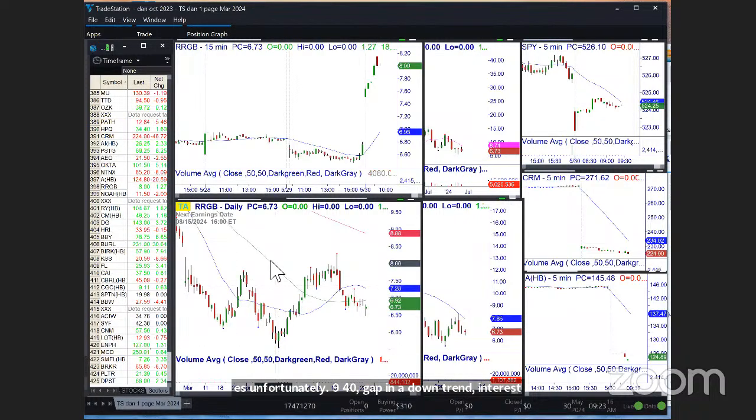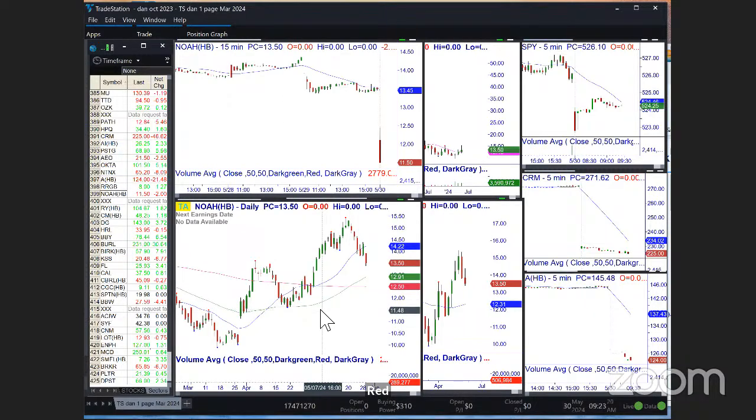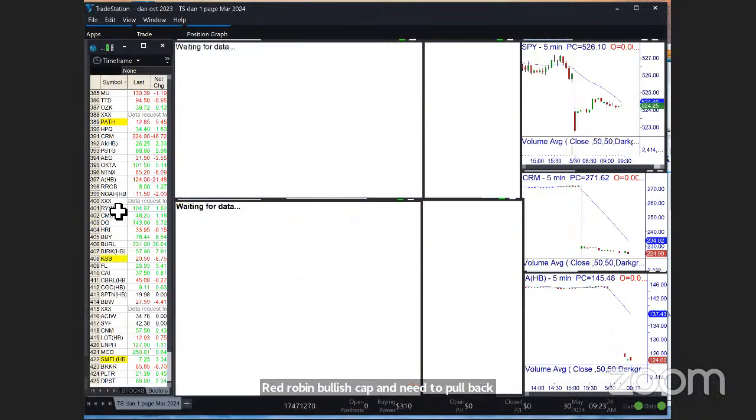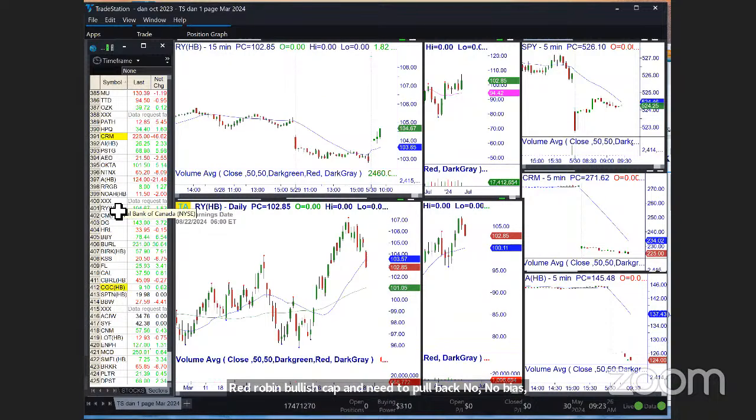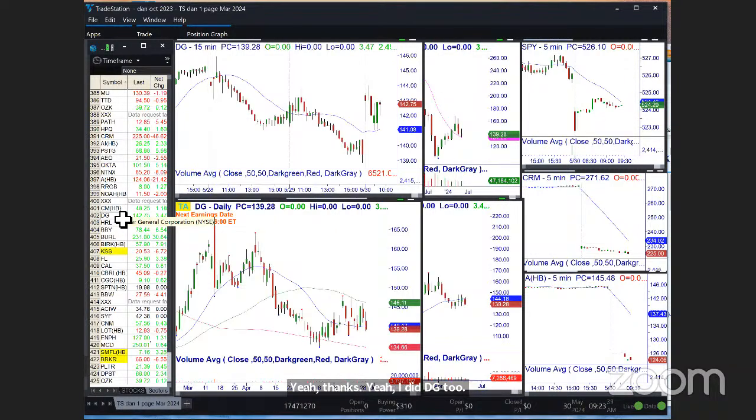Red Robin, bullish gap, I need a pullback. Noah, 1150. No bias, let's come back to it. Royal Bank of Canada, it would be a day trade at best. Have no interest. Yeah, I did DG too. Yeah, there's the next one. Yes, I'm bidding at 3 or 4 cents on that one too, Don.